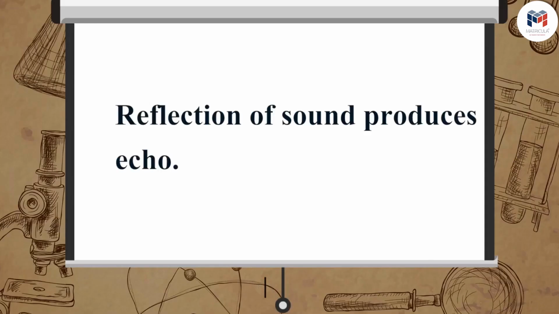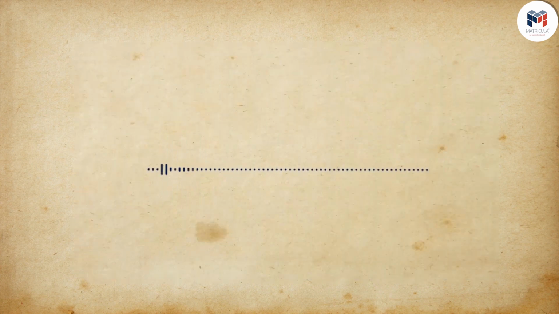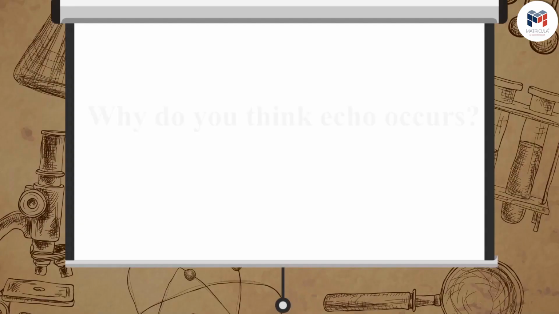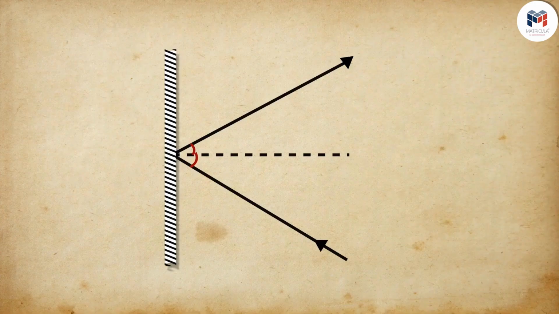Now, let us learn how reflection of sound produces echo. When you clap your hands near a reflecting surface like a mountain, you will get to hear the same sound a little later. This sound which we hear is called an echo. Why do you think echo occurs? Echo takes place as the sound is reflected back after hitting a reflecting surface.